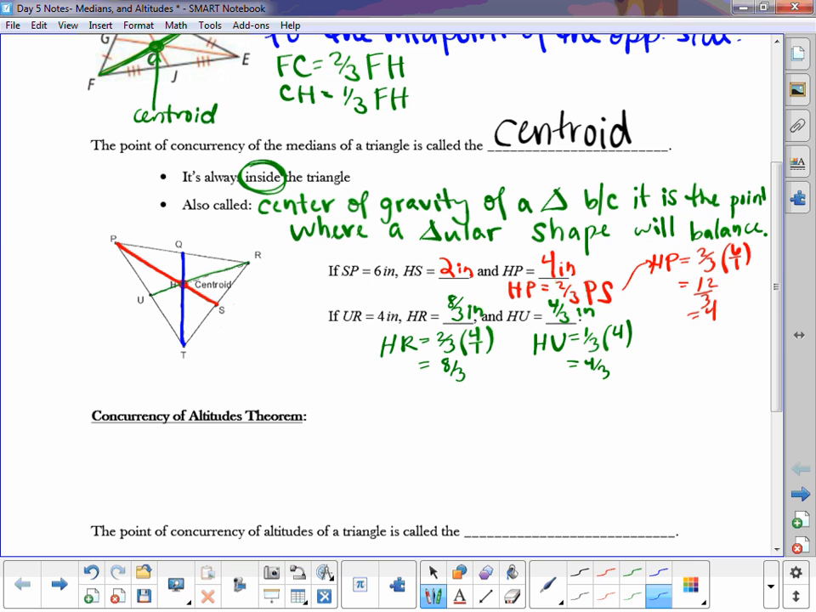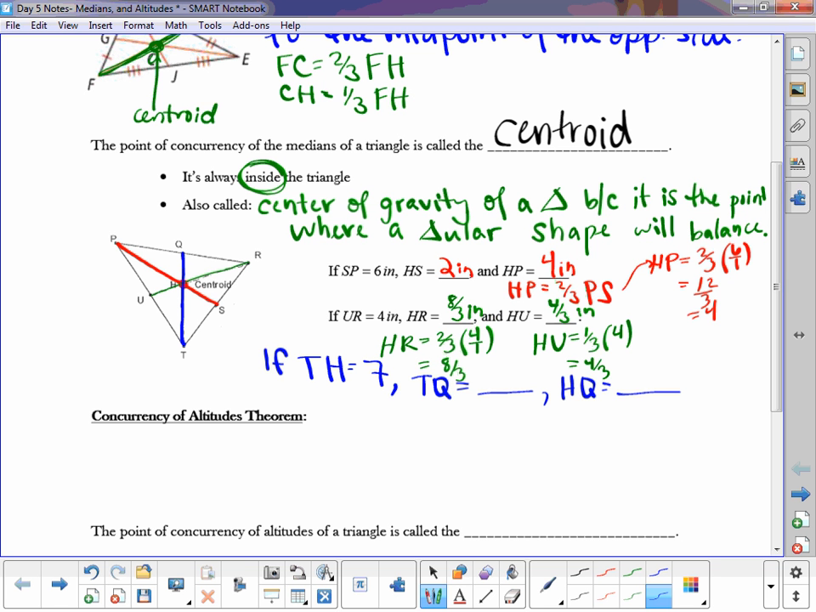All right, so let's say they give us TH equals 7. Then I want you to find what TQ is going to be and what HQ is going to be. Changing it up here. So now you're not given the entire length, you're just given a piece of it.